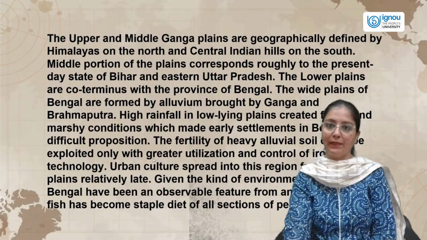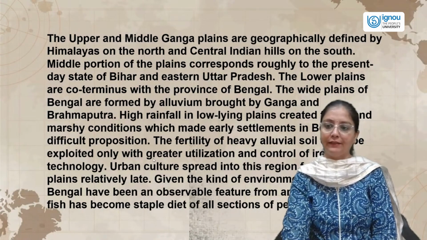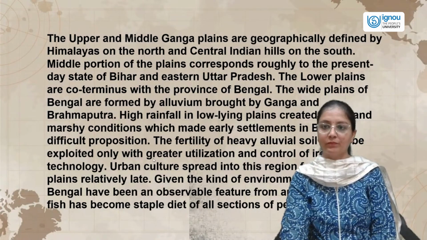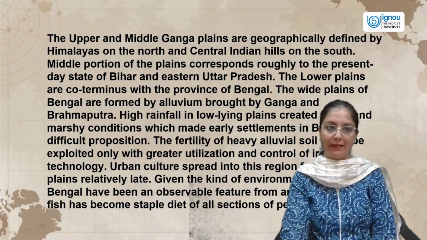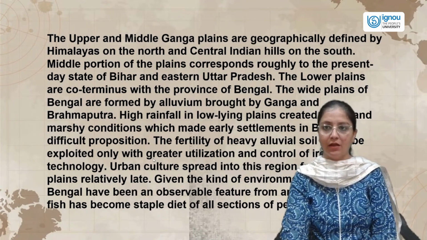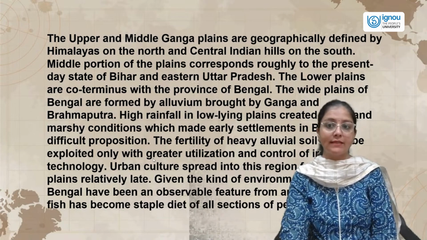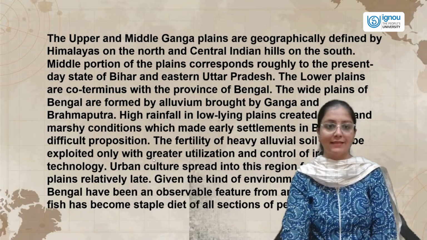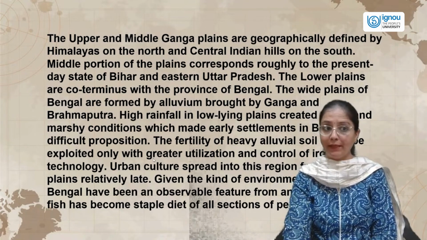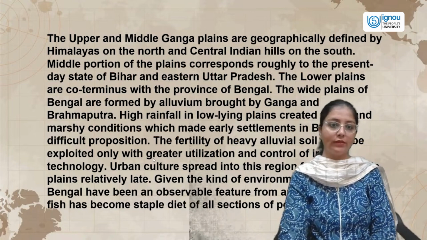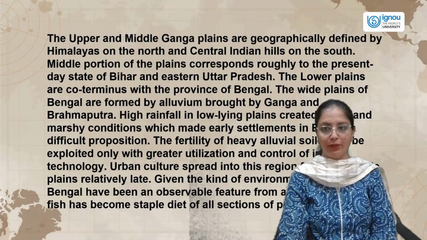Upper and middle Ganga plains are geographically defined by Himalayas on the north and central Indian hills on the south. Middle portion of plains corresponds roughly to the present day state of Bihar and eastern Uttar Pradesh. The lower plains are coterminous with the province of Bengal.